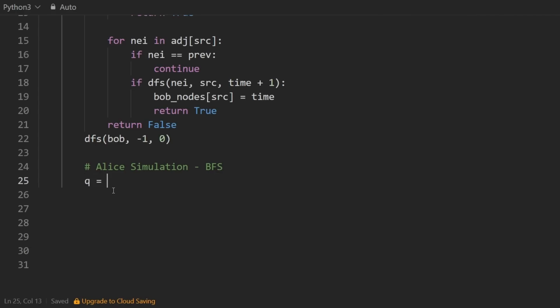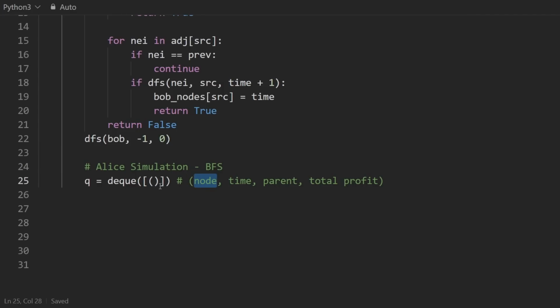So I'm going to have a queue, and it's going to be a double-ended queue. I'm going to initialize it with a tuple of 4 different values. Let me comment what those are. It's going to be the node that we're currently at, the time it took to reach that node, the parent, or you could say the previous node, so that we don't get stuck in a cycle, and the total profit along the path to get to that node.